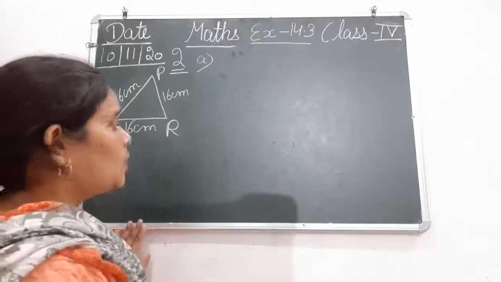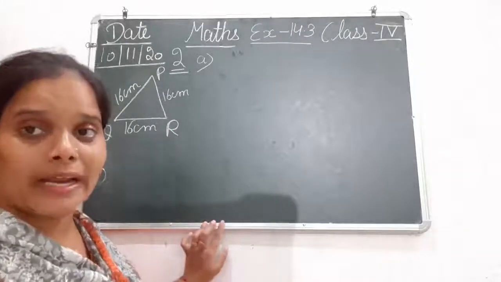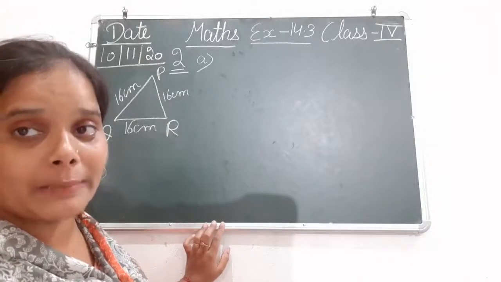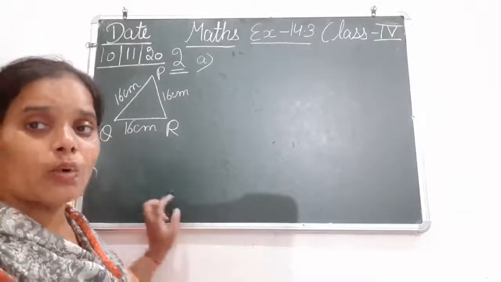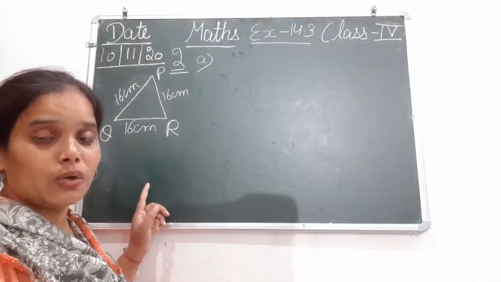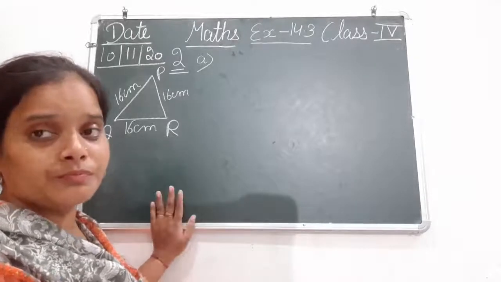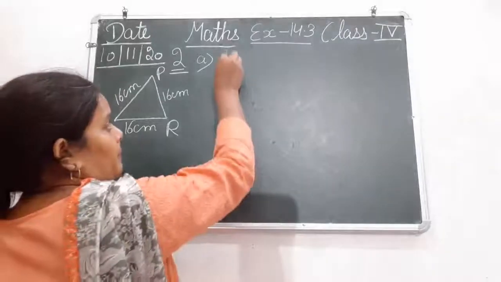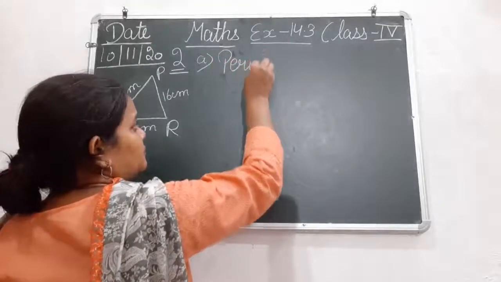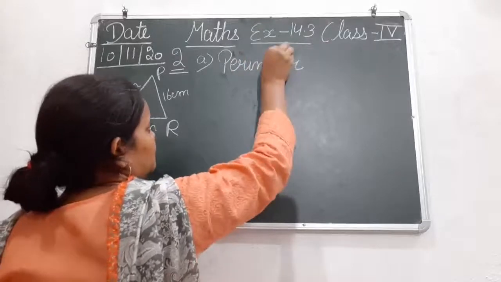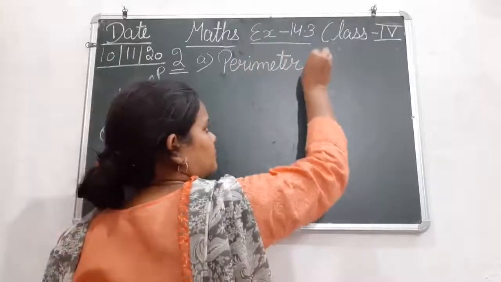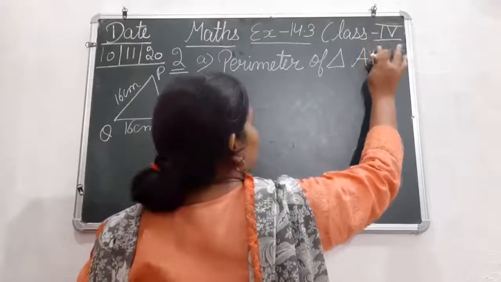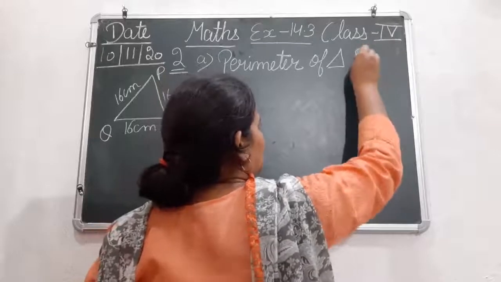Now, what is the question? We have to find the perimeter of this given triangle. हमें क्या करना था, इस triangle जो हमारे पास दिया है, जिसको हमने PQR दिया, the name of the triangle is triangle PQR, and we have to find the perimeter of this triangle. So perimeter of triangle PQR, not ABC, it is PQR.